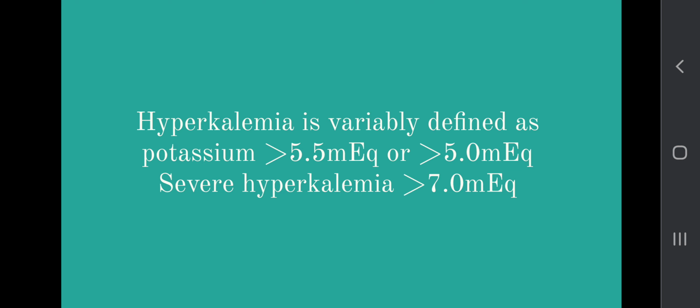Hyperkalemia is variably defined as any serum potassium level exceeding about 5 to 5.5 milliequivalents, millimoles. Normal ranges being about 3.5 to 5.3. You'll start to see some really significant EKG changes once you get severe hyperkalemia around 7.0 and on up.